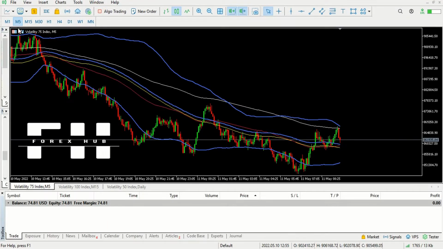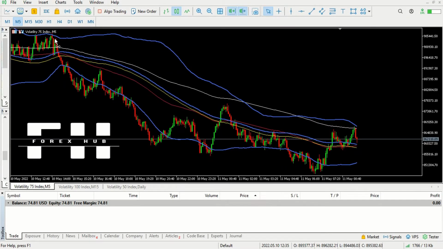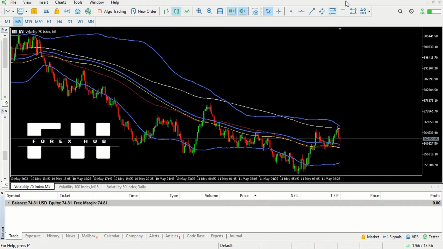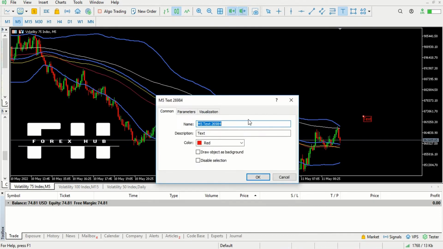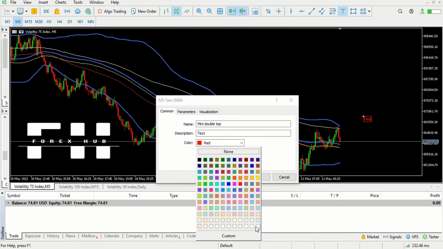Okay, so today we'll be looking at the V75 trend, the market for today, 11th of May 2022. So this trade is occurring at around 9:43 if I'm okay.